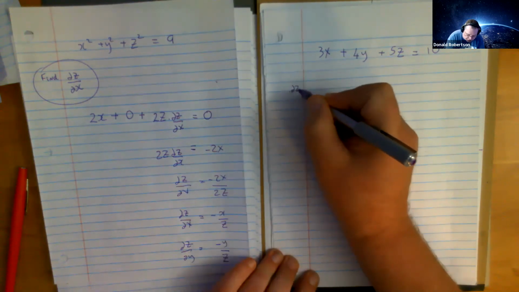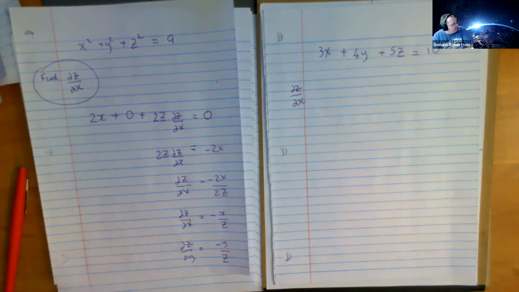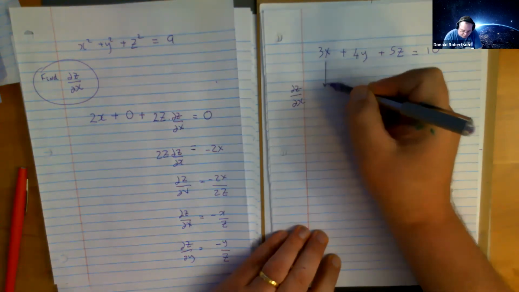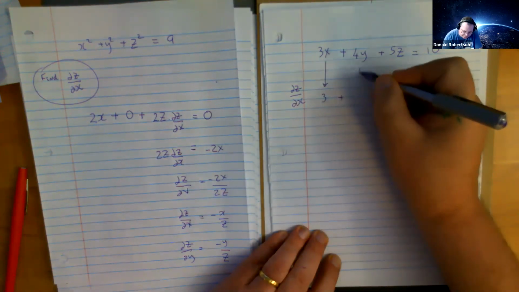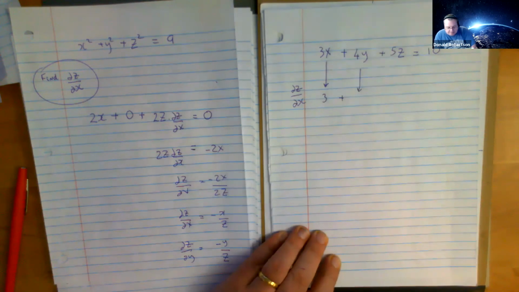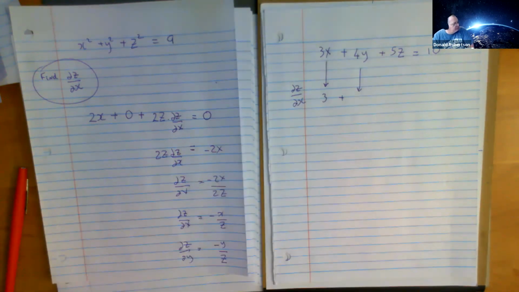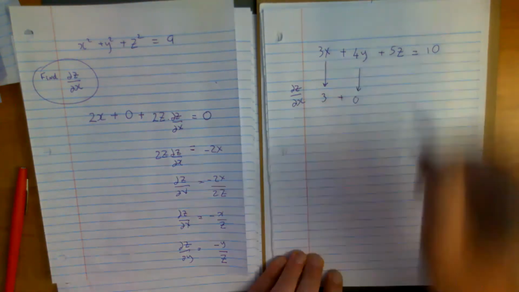Let's suppose I wanted to find our partial derivative with respect to x. Well, wouldn't this guy get me 3? What would the 4y get me with respect to x? 0. Right.